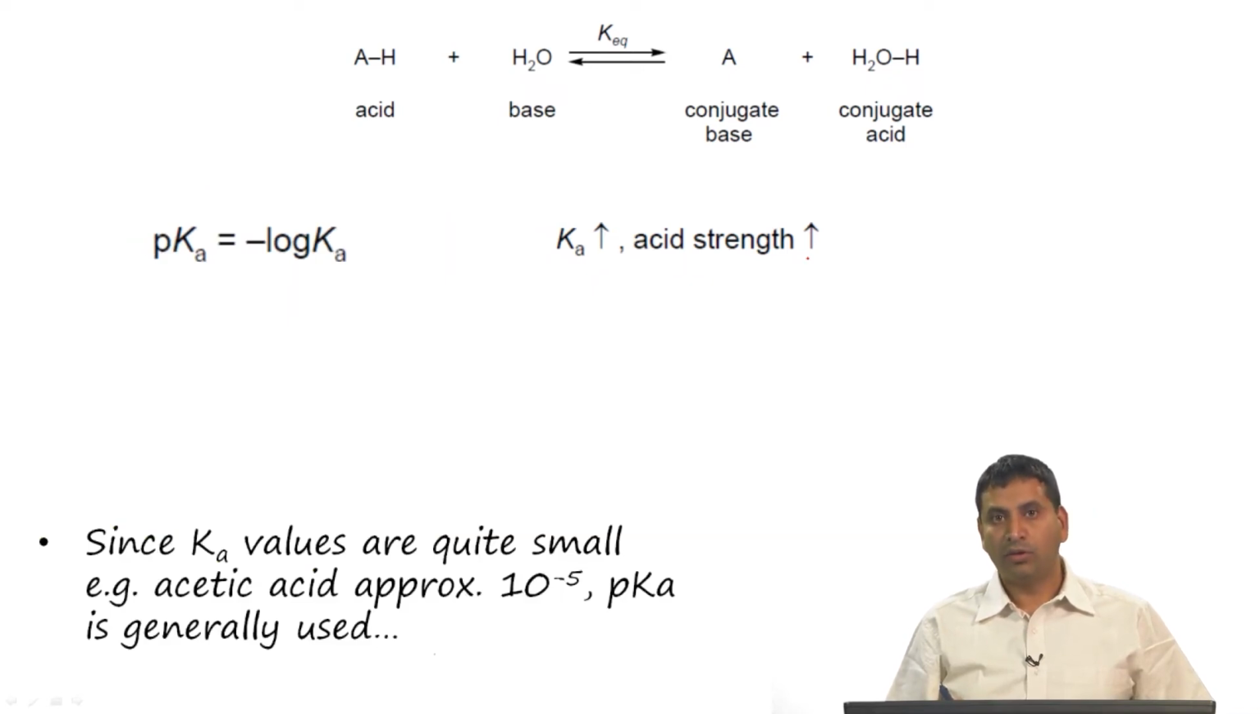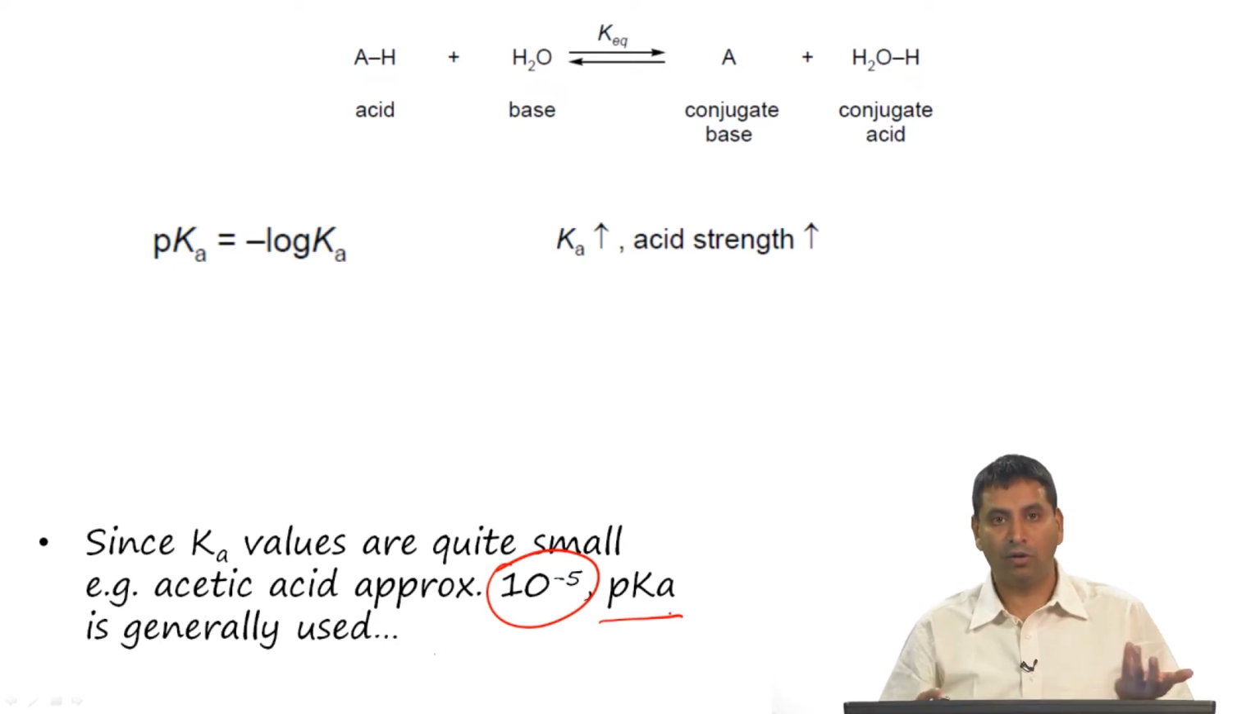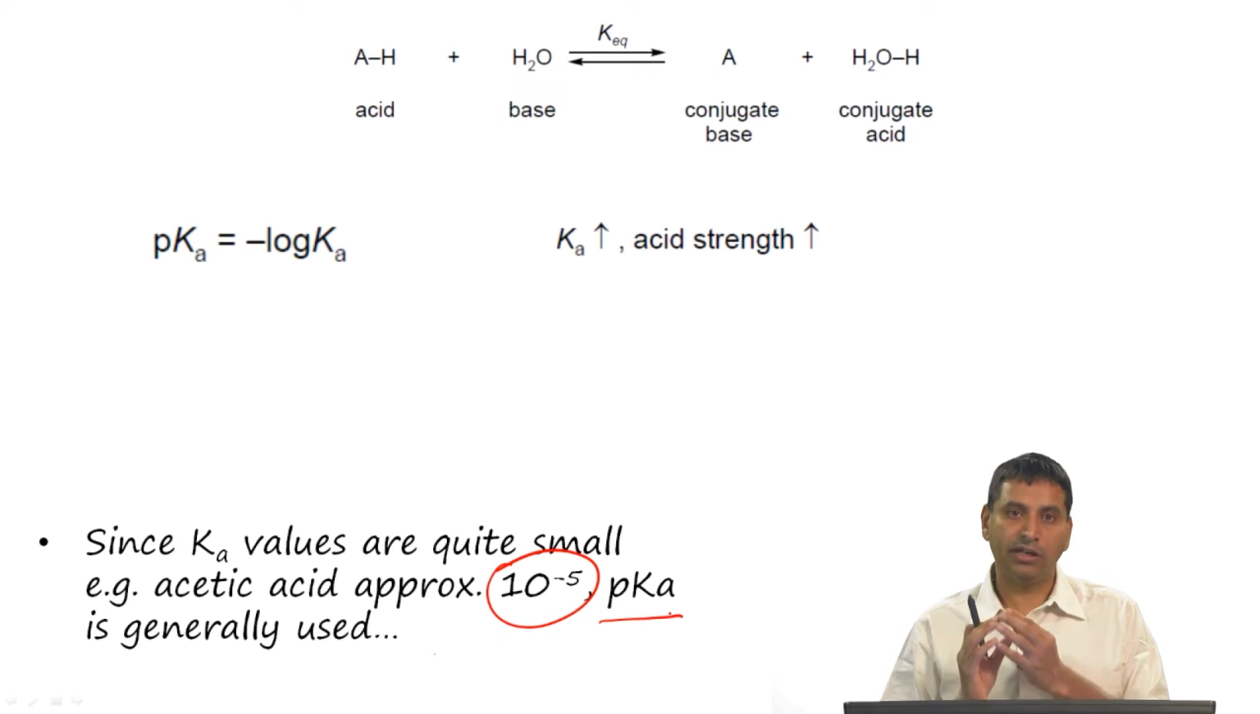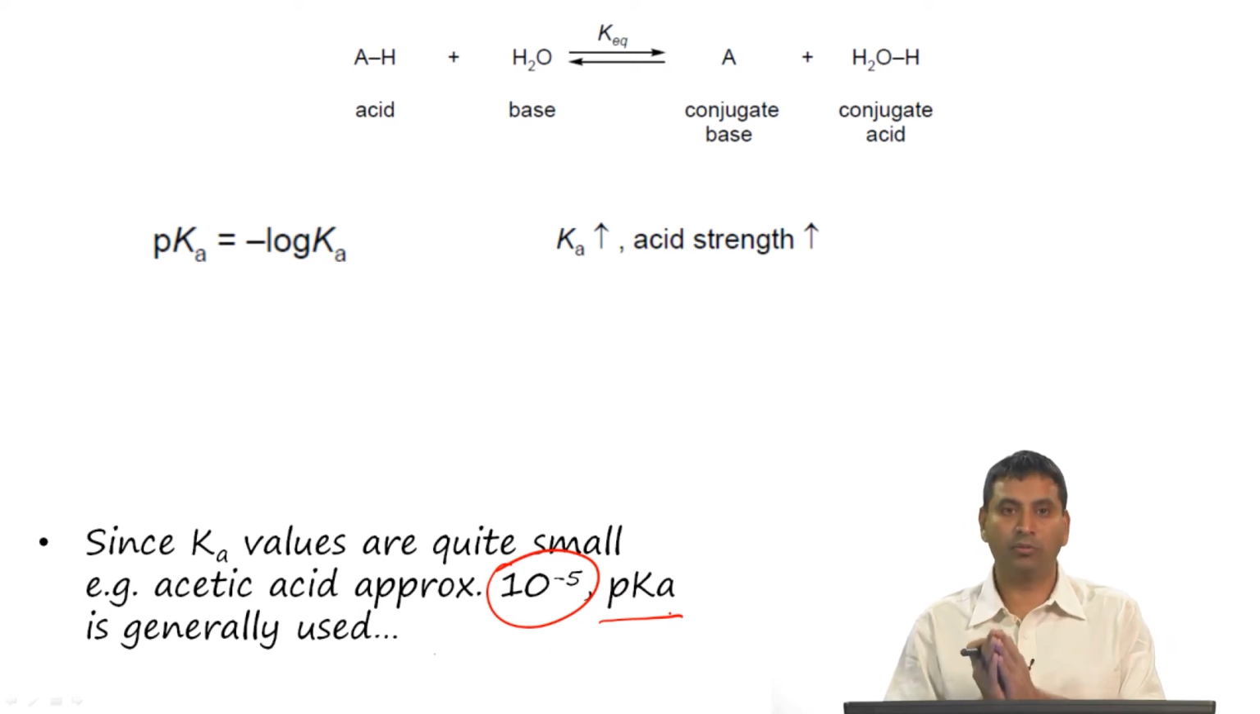So, similarly, we look at pKa, and because Ka values are sometimes quite small, for example, acetic acid, the value is around 10 power minus 5, and it is difficult for us to think of differences between 10 power minus 5 and 10 power minus 4.8 and 10 power minus 4.7 and so on. What we refer to is usually pKa. Because it is a negative log value, it makes it into a smaller number that we can easily understand. So, on the pKa scale, a unit difference in pKa means a tenfold difference in the equilibrium constant.